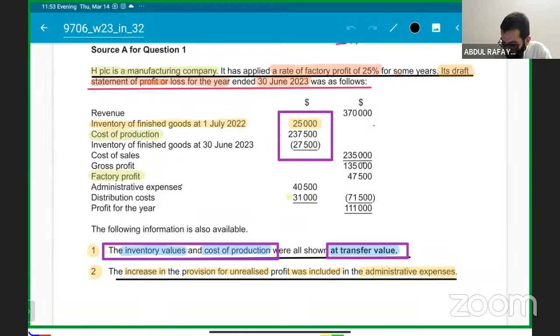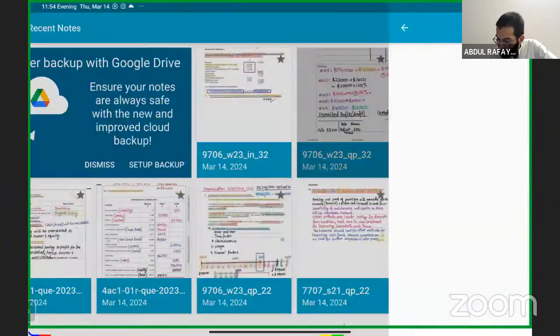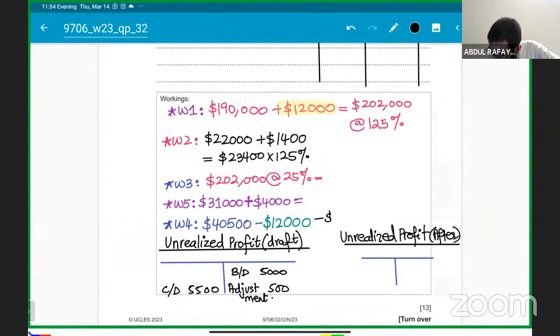that they are saying, the second statement, the increase in the provision for unrealized profit was included in administrative expenses. So basically they are saying कि उन्होंने 500 का जो प्रॉफिट था वो एडमिनिस्ट्रेटिव एक्सपेंसेस में डाल दिया। इज एवरीवन गेटिंग इट? उन्होंने 500 का जो एडजस्टमेंट थी फॉर द अनरियलाइज्ड प्रॉफिट, दे हैव पुट इट इन द, तो फर्स्ट थिंग विल बी सर कि इस 500 को माइनस करेंगे बिकॉज वो गलत है। वाई गलत है?